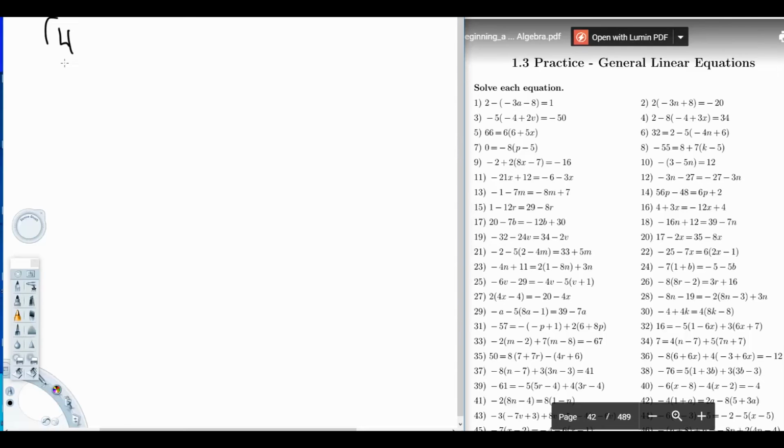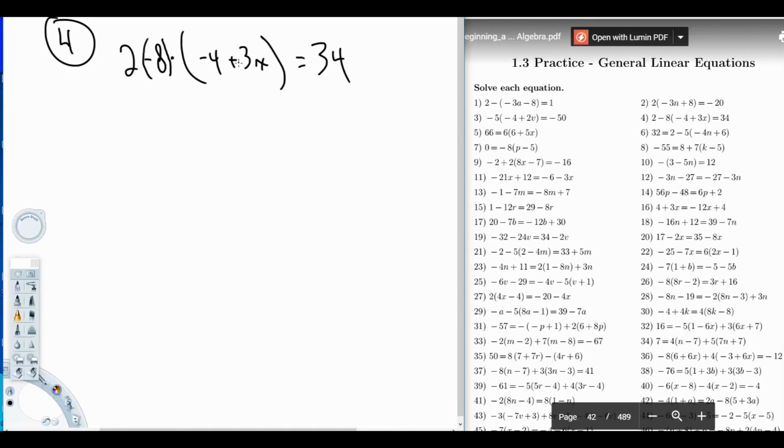Number 4. 2 minus 8 minus 4 plus 3x equals 34. All right. So, what do we got? We have a 2 here, minus 8, nothing here, right? There's nothing. So we're assuming they're multiplying this number.